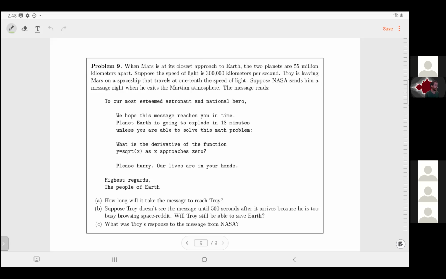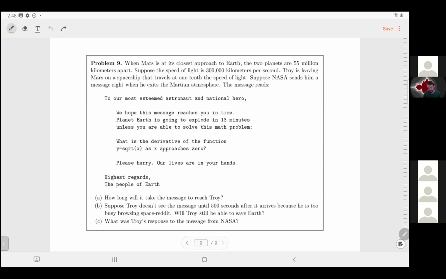And we have this situation where I am leaving Mars on a spaceship that travels at 1/10 the speed of light. So instead of 300,000 kilometers per second, it's traveling at 30,000 kilometers per second. Okay, suppose NASA sends Troy a message right when he exits the Martian atmosphere. The message reads as follows. To our most esteemed astronaut and national hero, we hope this message reaches you in time. Planet Earth is going to explode in 13 minutes unless you're able to solve this math problem. Okay, so what is the derivative of the function y equals square root of x as x approaches 0?